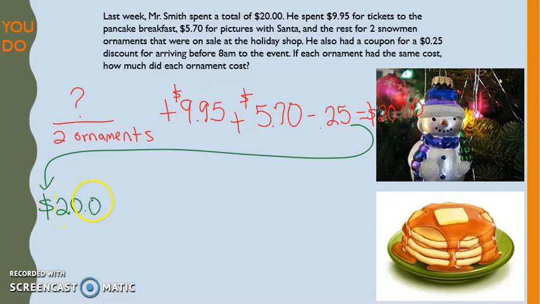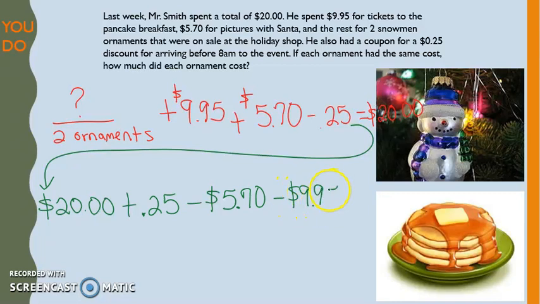Mr. Smith has $20. We're going to add in the money from the coupon, because remember, we're using inverse operations, so we would be adding the 25 cents. Then we're going to subtract what we added before, because these are the inverse operations of addition. So we're going to subtract $5.70, and we're going to subtract $9.95, and we're going to get $4.60.